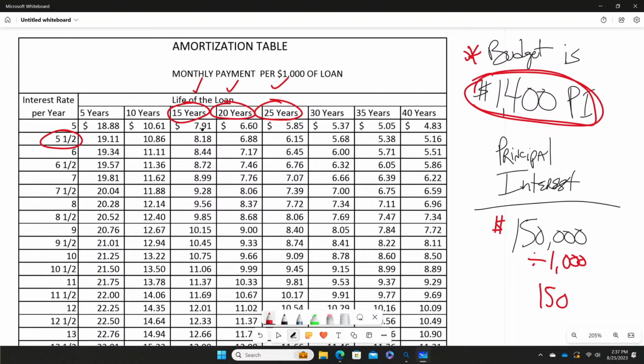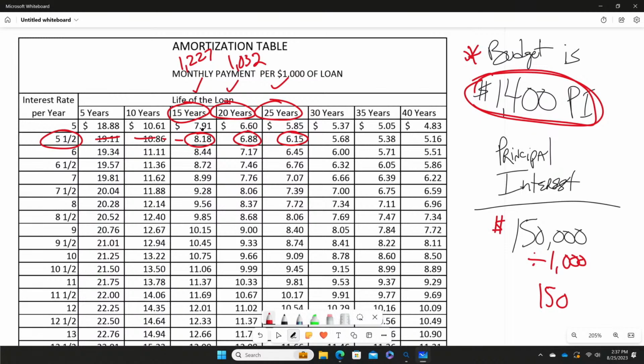So in this case, let's just see 150, and again, I may be off on that sales price, times 8.18 would be 1,227. If we did 150 times 6.88, it would be 1,032. And of course we know, so that one, we know it's going to be less.